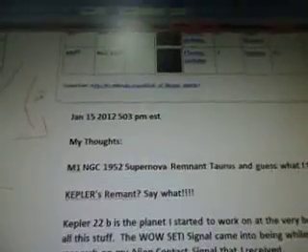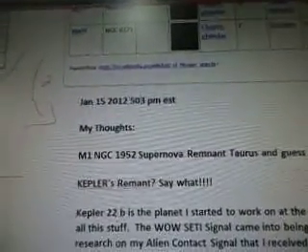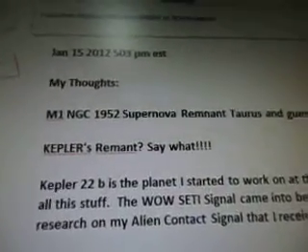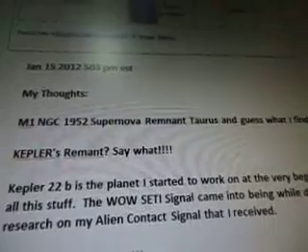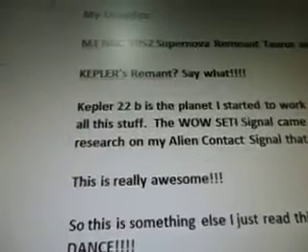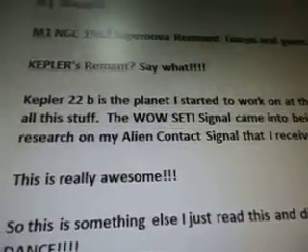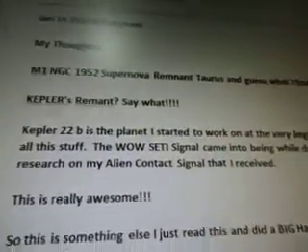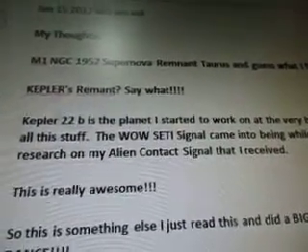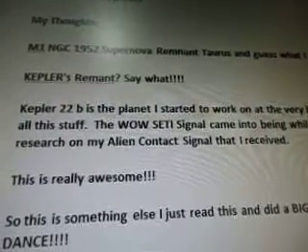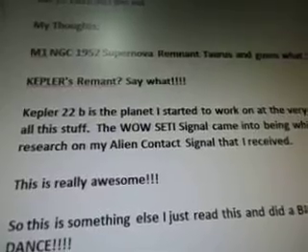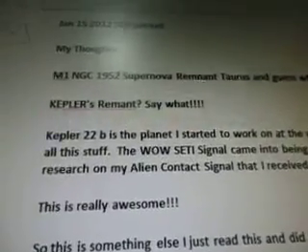So, my thoughts, January 15, 2012, 5:03 p.m. Eastern Standard Time. My thoughts: the M1 NGC 1952 Supernova Remnant, Taurus, and guess what I find? Kepler's Remnant. Say what? Kepler 22b is the planet I started to work on at the very beginning of all this stuff. The WOW SETI signal actually came into being while I was doing research on my alien contact signal that I received. I sent a signal out December 6th through an alien satellite for the public. It's a fun thing. You send messages out to space, right?